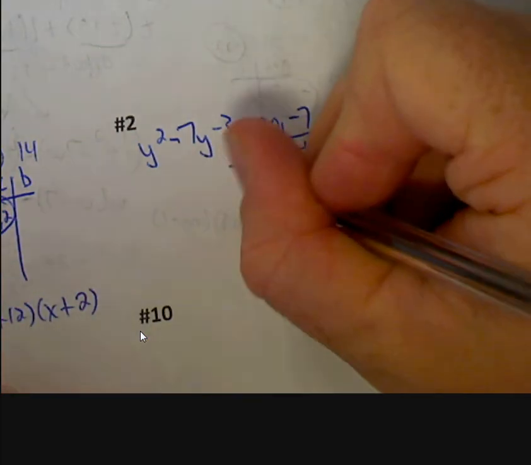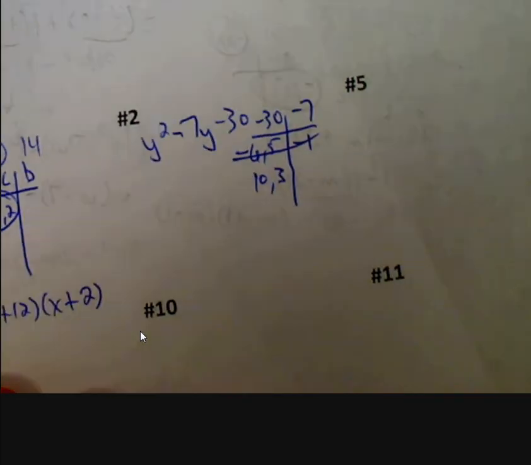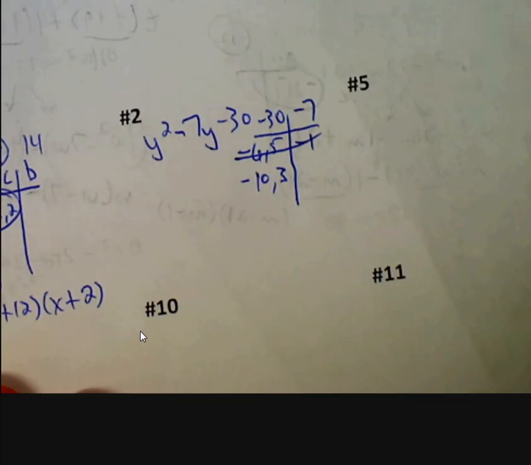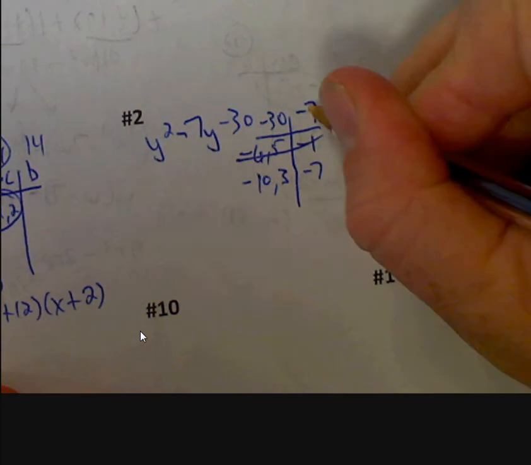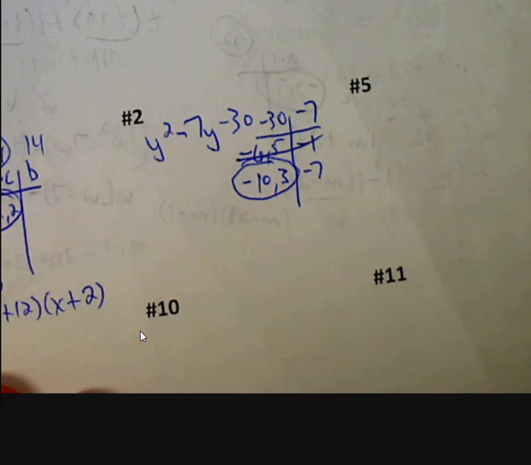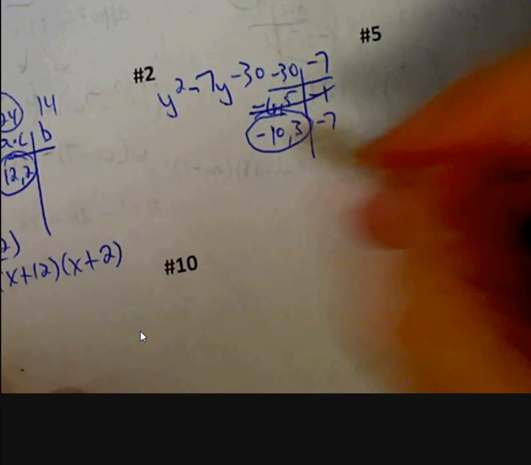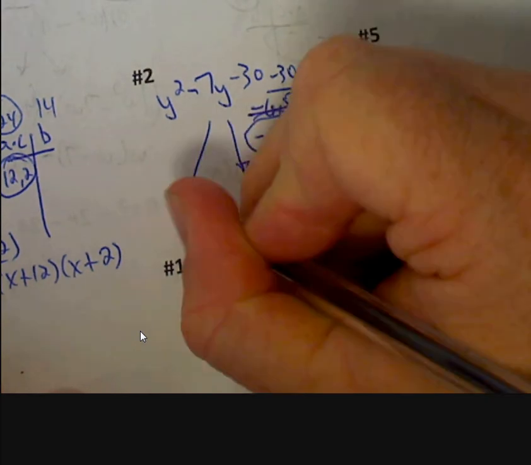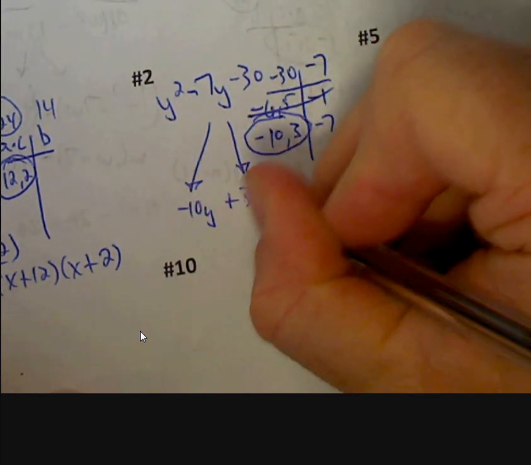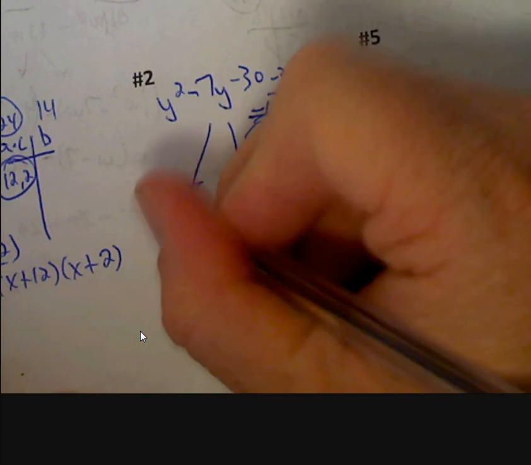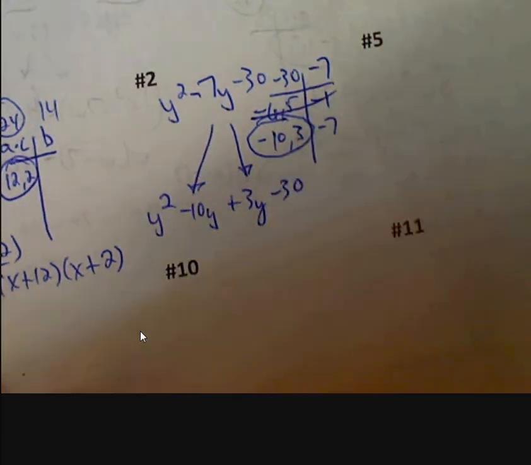What about 10 and 3? One of them has to be negative. Let's try negative 10 plus 3 is negative 7. That works. So now I found negative 10 and 3. So I'm going to split this into negative 10y plus 3y. Bring down y squared, bring down minus 30.